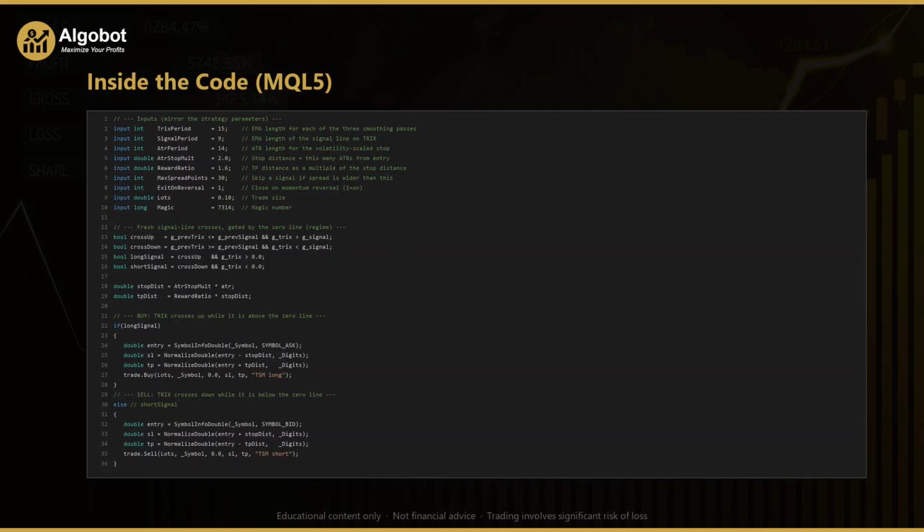Now look at the buy block. When long signal is true, it reads the ask price as the entry, sets the stop loss below the entry by the stop distance, sets the take-profit above by the target distance, and calls trade.buy. The sell block is the mirror image. When short signal is true, it reads the bid price, places the stop above the entry, the take-profit below, and calls trade.sell. Same structure on both sides, simply reflected for direction.